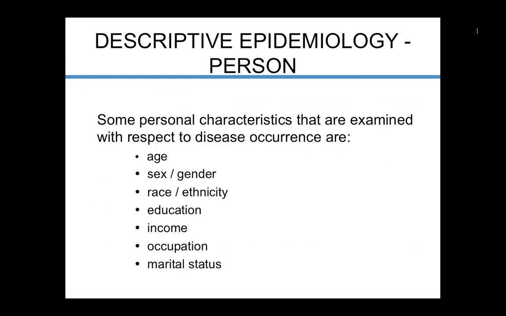Who is affected? So here are some descriptive epidemiology parameters for people. These personal characteristics are not a complete list. They're just some of the many things that disease can vary on. For example, age and sex, race, ethnicity, education.